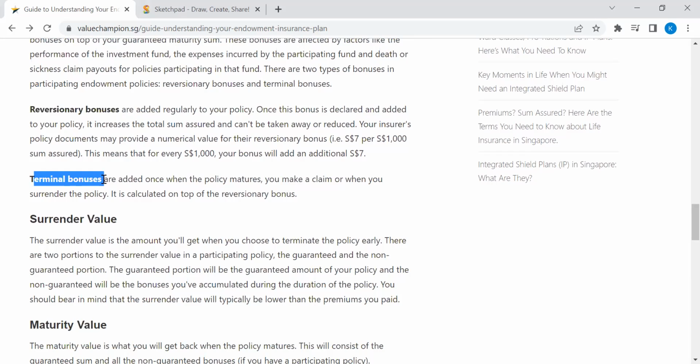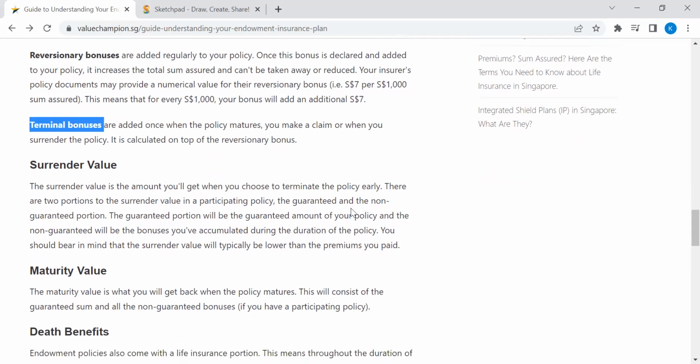Then terminal bonuses. Terminal bonuses are added to your policy when the policy matures, which means you reach the end of the policy term. So let's say it's a 10-year endowment plan. At the end of 10 years, you will get a terminal bonus. Sometimes a terminal bonus is also paid out when there's a claim event for the endowment plan, for example, the insured of the endowment plan passes away. This is also the time that a terminal bonus is paid out.